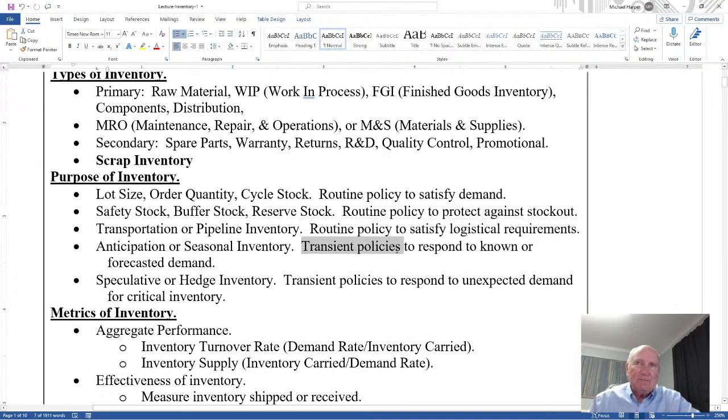Okay, and then we have transient policies, two categories. One is anticipation or seasonal inventory to respond to known or forecasted demand. I want to emphasize known or forecasted. So it's something that you're expecting. It's something that you have forecasted. For example, seasonal inventory would be forecasted demand. Anticipation is that you know something is going to happen. You don't know exactly how much, but you're anticipating something happening. You see it coming.